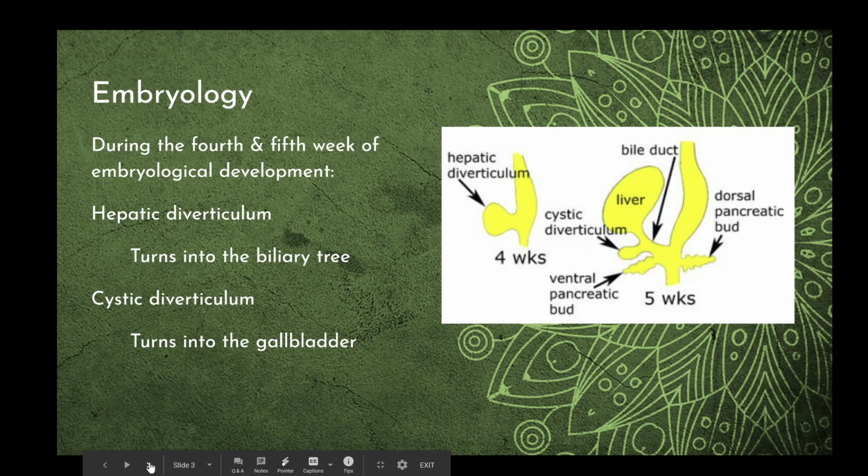Out of the embryology, honestly, guys, you don't really need to know anything. I think it's just a fun fact to throw in there because we've been starting all of our lectures with embryology.